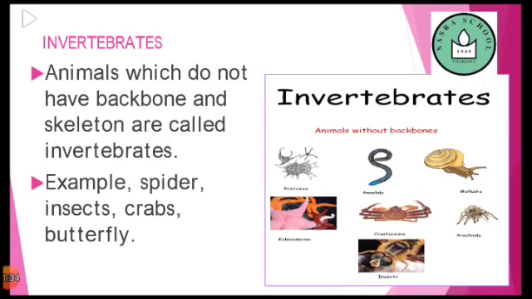Okay, first we will cover invertebrates. So what are invertebrates? Invertebrates are animals which do not have backbone and skeleton. For example, spider, insects, crabs, butterfly, etc. Now I will show you some pictures of invertebrates. Here on the right side of your slides you could see a picture in which there are some invertebrate animals that are without the backbone and skeleton.